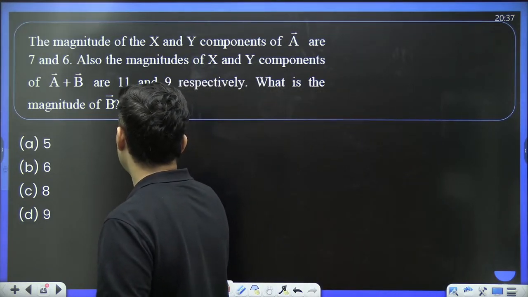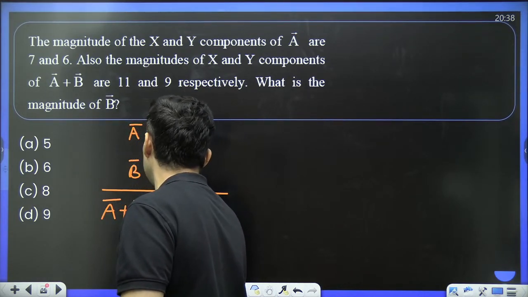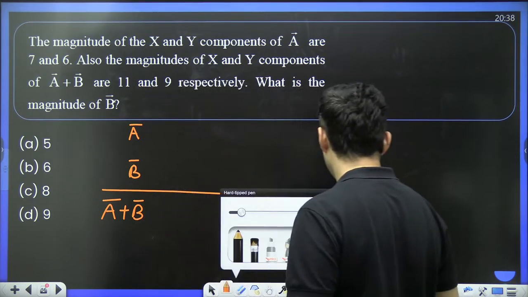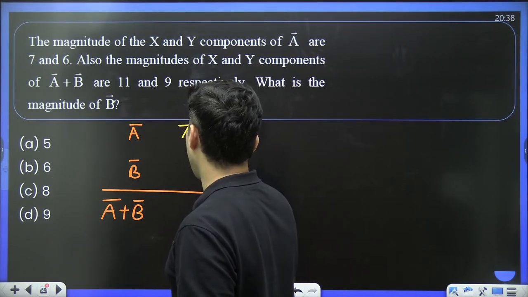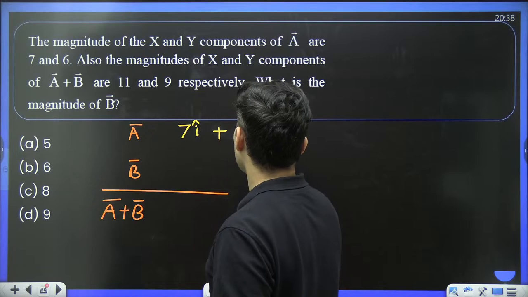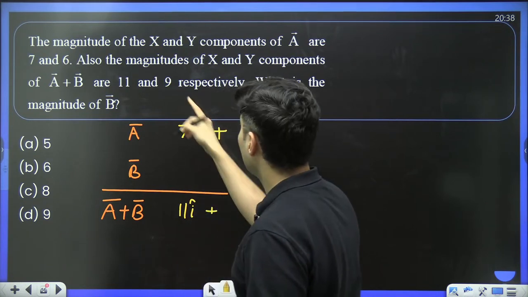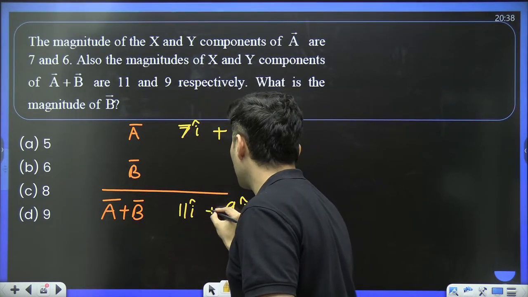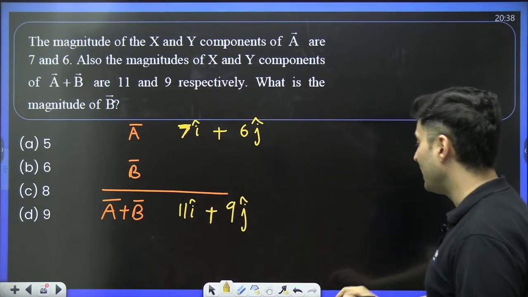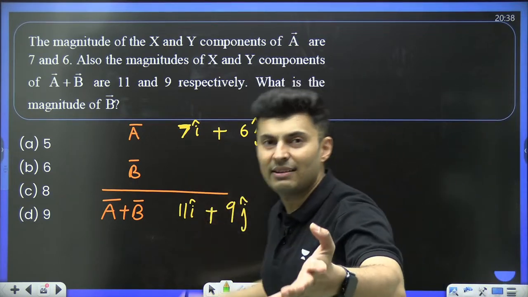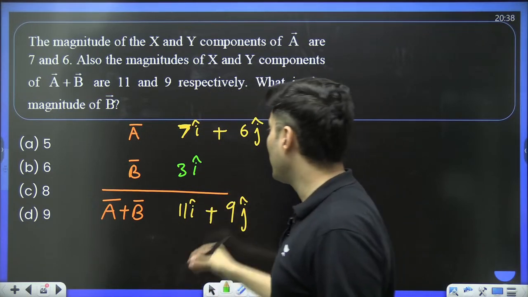I know one thing. If I have vector A and vector B and I'm getting vector A plus B over here, and this vector A has x component 7 and y component 6, the net vector has components 11 and 9. Think, what should fill in over here to give this, my dear warriors? Come on, think. 7 plus what will give you 11? 3. So this will be 3 i cap. 6 plus what will give you 9?